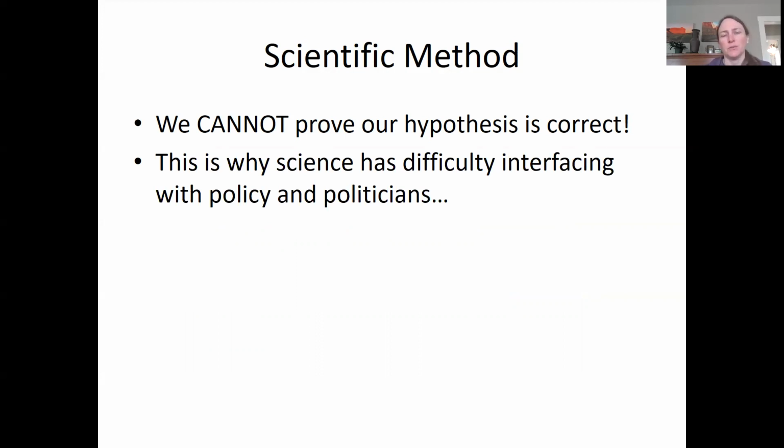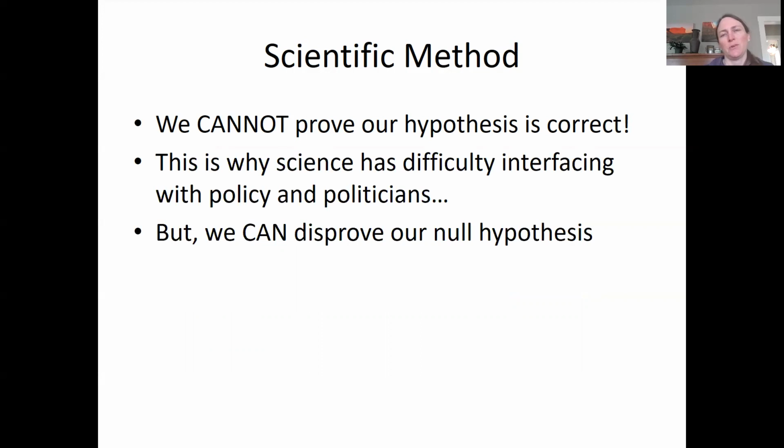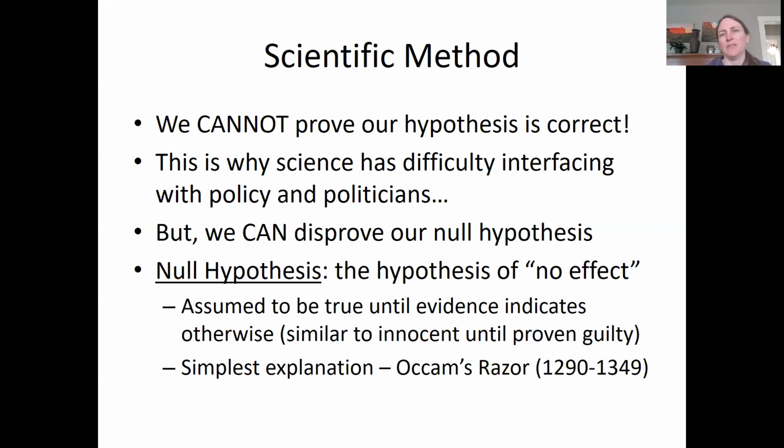So what science can do, though, is we can disprove what's called the null hypothesis. And a null hypothesis is basically the hypothesis of no effect. So it's kind of like you're innocent until proven guilty. We're going to assume that there's no effect, whatever it is that we're studying, until there's evidence that indicates otherwise. And this is kind of built on what's called Occam's razor, so that the simplest explanation is often the truth. And Occam's razor kind of cuts away unnecessary complexity.